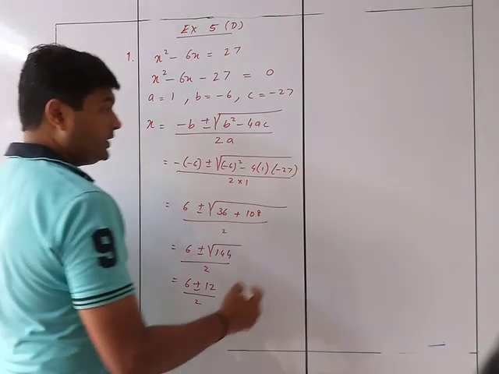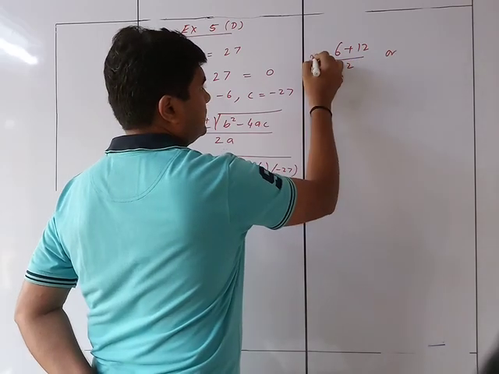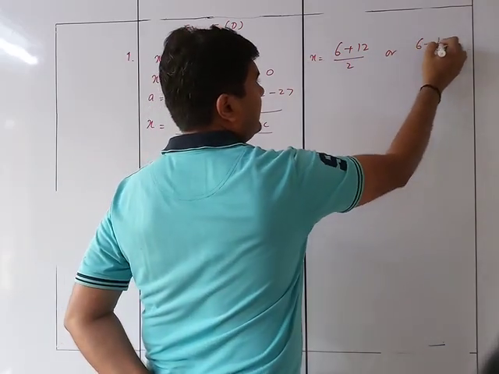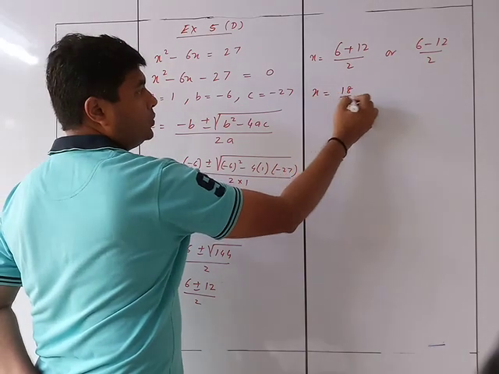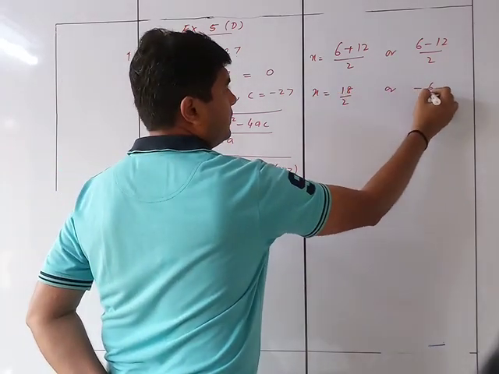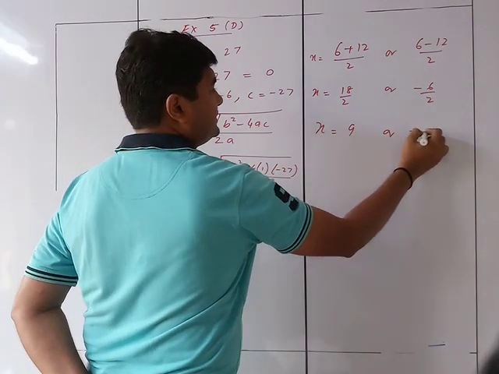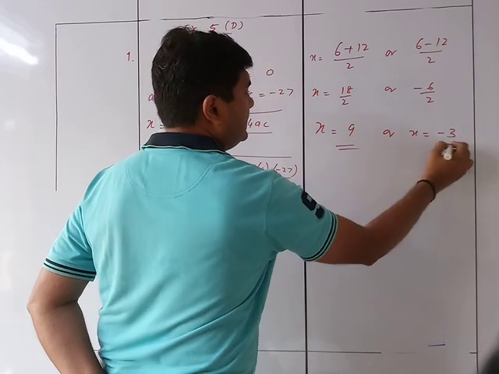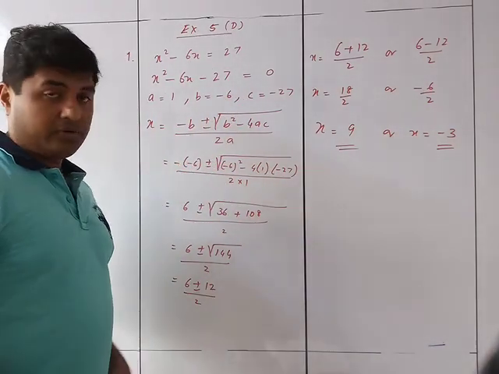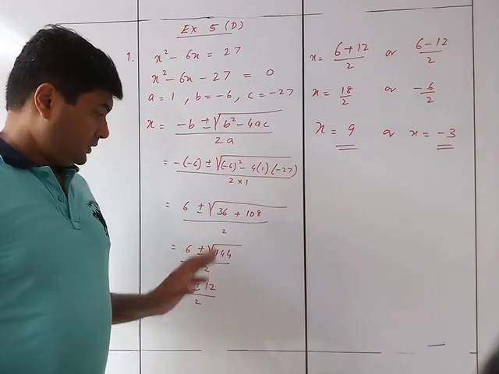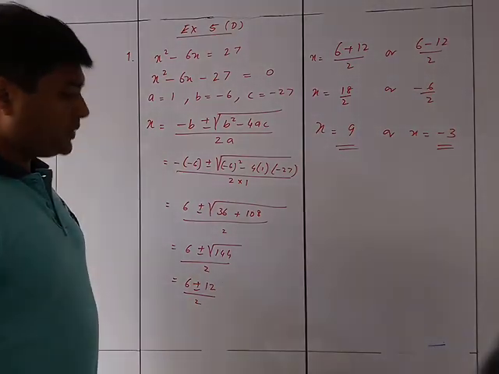Right? So we get over here 6 plus 12 upon 2, or x is equals to 6 minus 12 upon 2. So x is equals to 18 upon 2, or minus 6 upon 2. So x is equals to 9, or x is equals to minus 3. These are the solutions to the given equation. Okay, simple. This was simple, not a problem at all, right? We go to the next question.